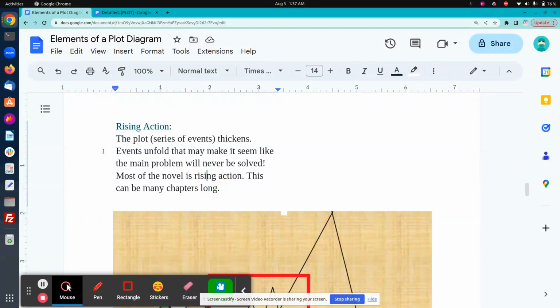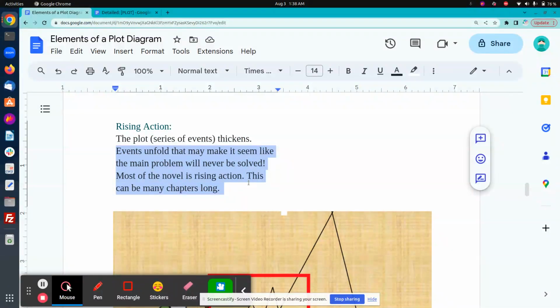So what happens in the rising action? It happens when the conflict is addressed by the main characters in the story. All right, what happens in this is that the conflict and the characters in the story meet. All right, they meet. So the conflict is addressed by the main characters in the story. The series of events thickens the plot. What are we saying? The series of events thickens the plot.